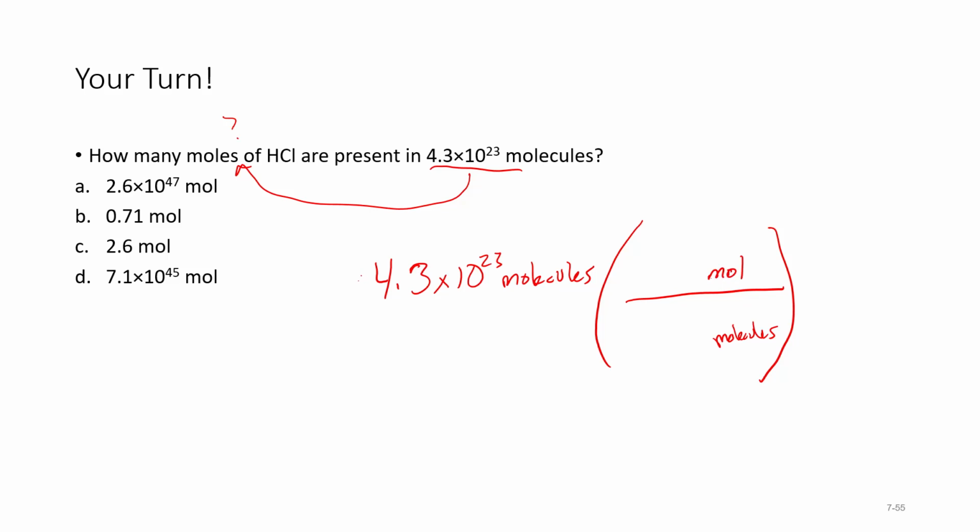And our unit conversion is 1 mole is equal to Avogadro's number of atoms, molecules, chickens, ducks, eggs, whatever it is. 1 mole we know is 6.022 times 10 to the 23rd. And we're going to do the calculation, and we end up with 0.71 moles.